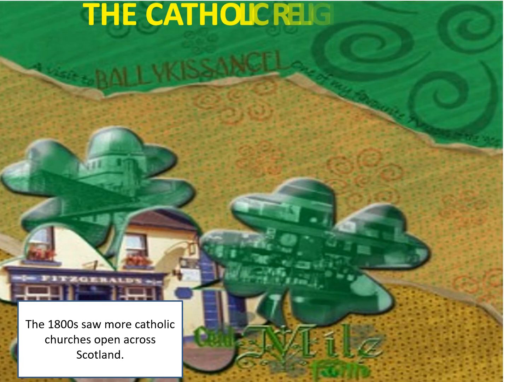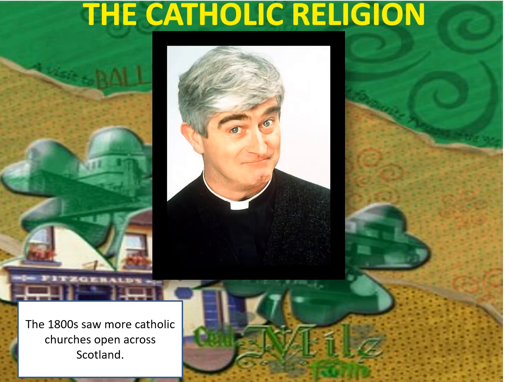So the Catholic religion was actually a really key point for the Irish Catholic people, and the 1800s saw more Catholic churches open across Scotland than had ever been. Now, there were Scottish people, especially in the Highland areas, that were Catholic, even though Scotland itself was predominantly a Protestant country. But the Catholic religion was a really key point to the personal identities of this particular Irish group of immigrants.